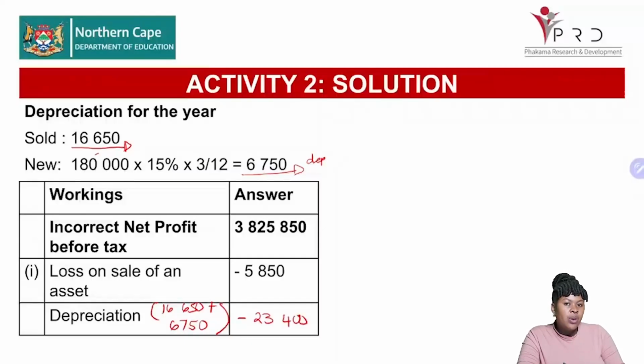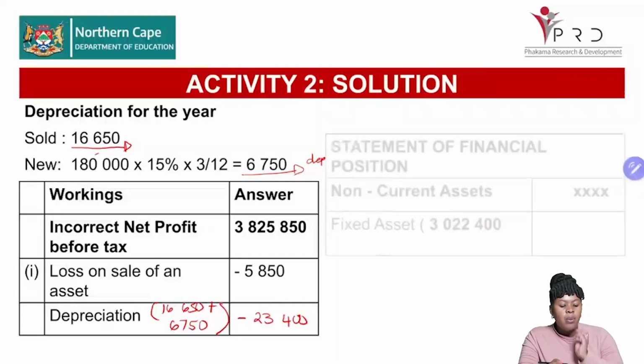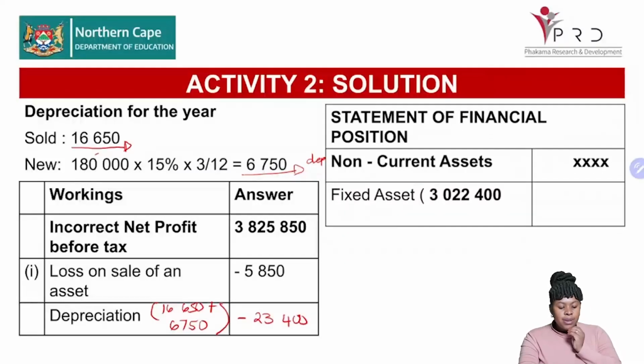Okay, so whenever you're dealing with fixed assets, you must take into consideration that there are two things that you need to show in your statement of comprehensive income, or rather in our net profit before tax. You need to take into consideration the profit or loss on the sale of a particular asset. And then you also need to take into account the depreciation of all the assets. Okay. So then how would you then indicate it in our statement of financial position?